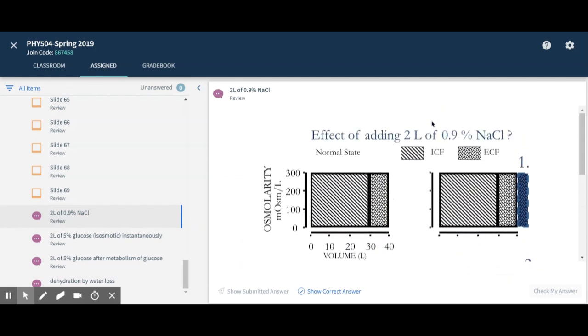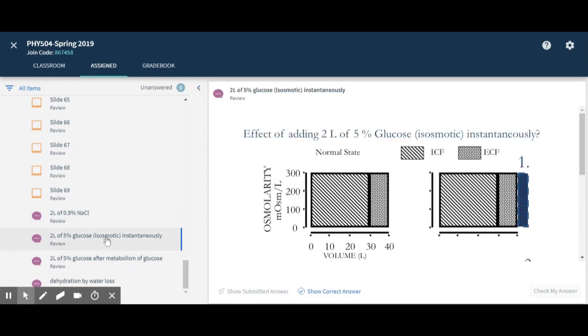The one I really wanted to bring up is the difference between this second question and third question. So the second question was asking the effect of adding 2 liters of 5% glucose. 5% glucose is an isosmotic solution. The second you add that in, what would you expect to see? You see the same thing, right? Because it's still an isosmotic solution. As soon as you add it, it's going into the extracellular solution.